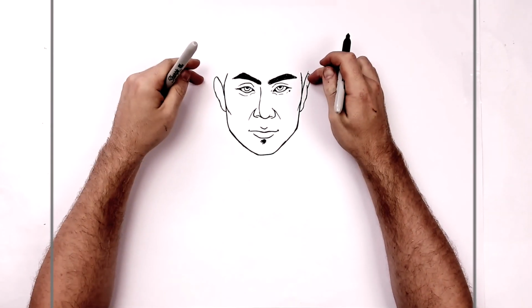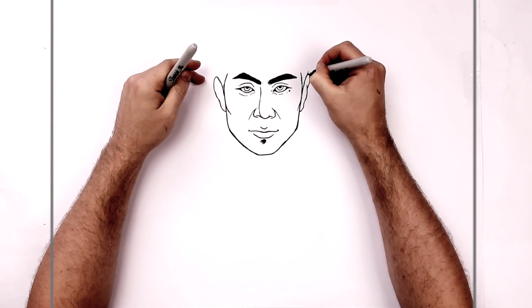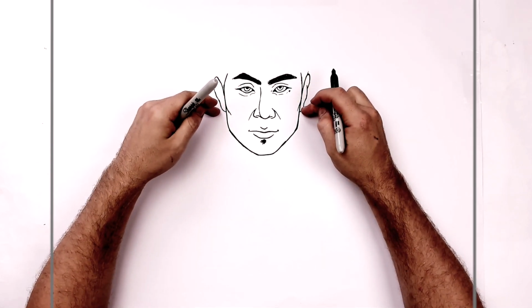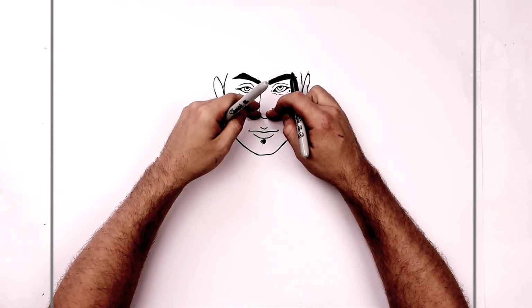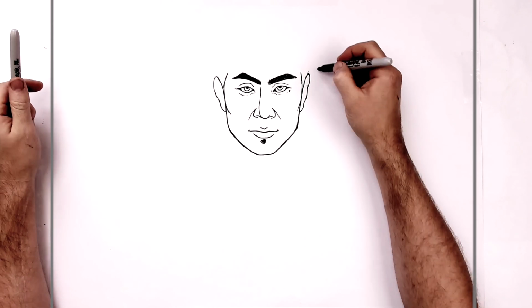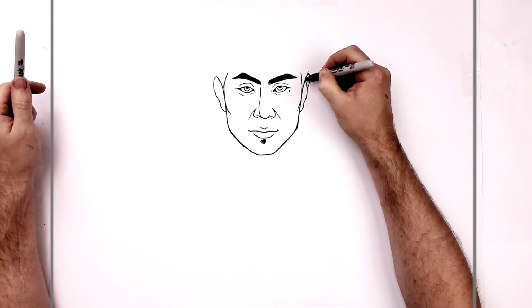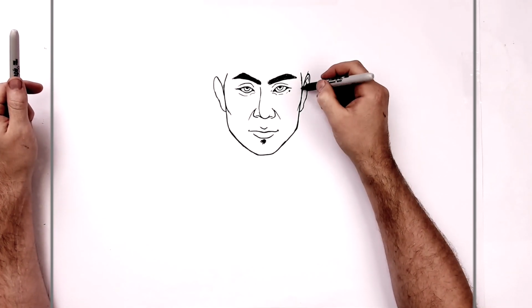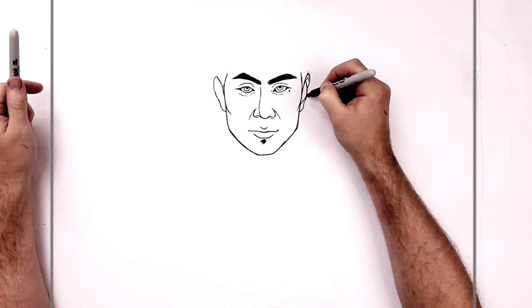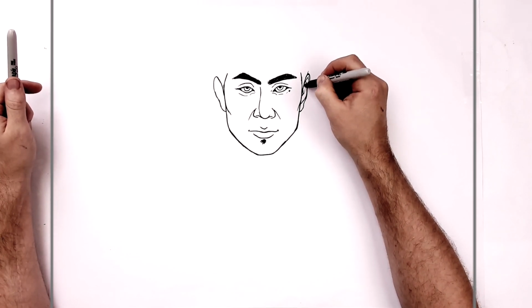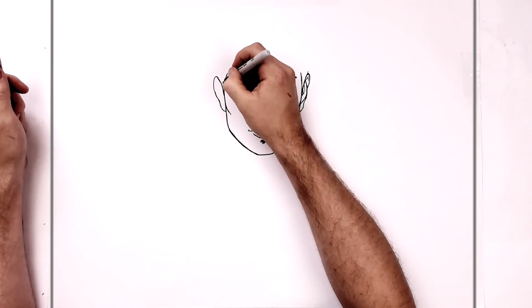You notice the tops of the ears tend to line up with the eyebrows and the bottom lines up with the nose. Just there, okay? Then you can add bones and ligament lines inside. Stuff like this.